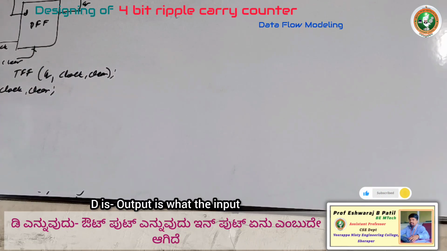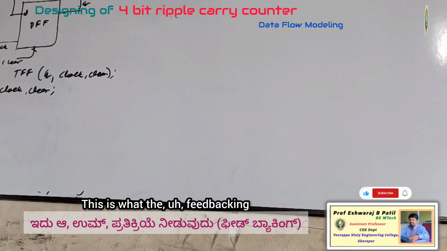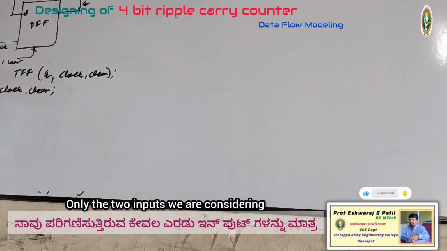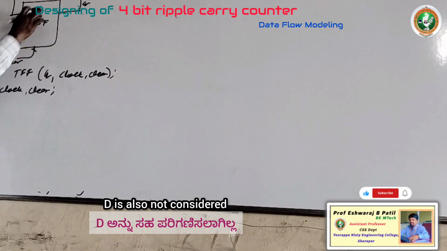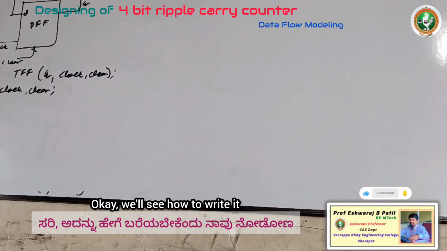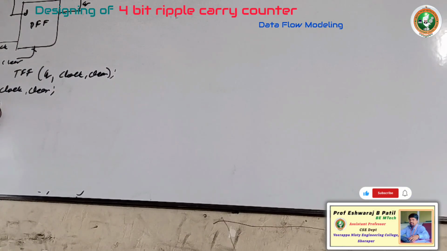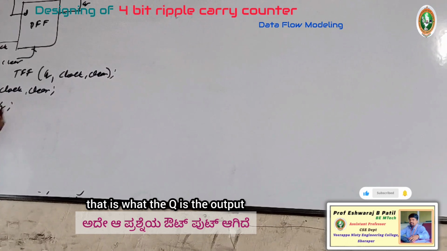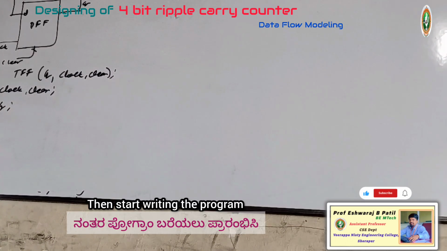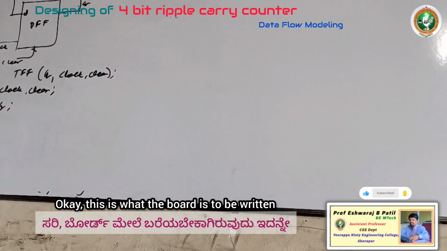The output is feedbacked. We are giving feedback, so only the two inputs are considered. D is not considered because we are feeding it back. Okay, we'll see how to write it. The output is only one, that is Q. Then start writing the program. This is the body to be written.